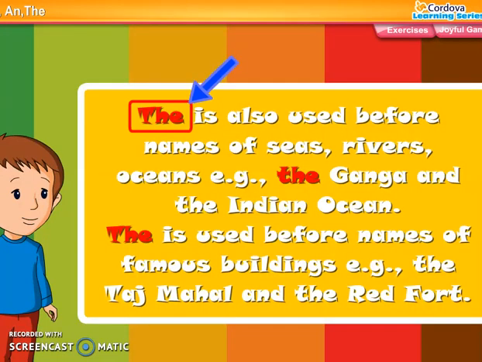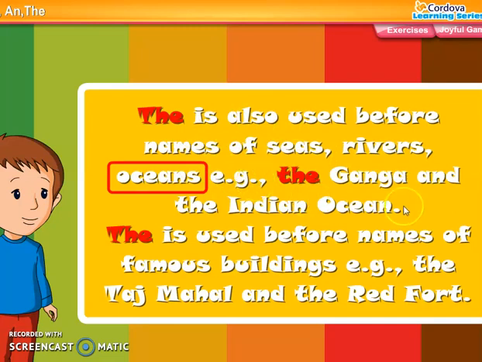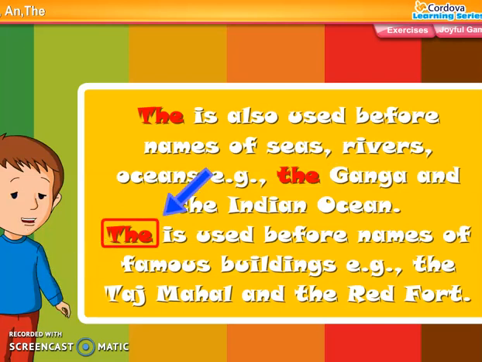The is also used before names of seas, rivers, oceans. Example, the Ganga, the Indian Ocean. Understood? The is used before the names of famous buildings. Example, the Taj Mahal and the Red Fort. The Ganga and the Indian Ocean.